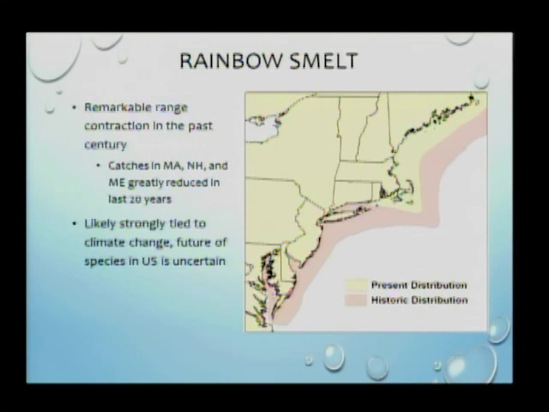So not only are we seeing a range contraction, but we're seeing catches drop off all over the place in Massachusetts, Maine, and New Hampshire. The catches have been greatly reduced. Maine has finally even started to do a little bit of conservation measures, which Maine does not do typically. So that says something. This is likely largely tied to climate change.